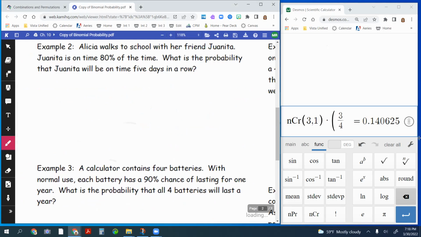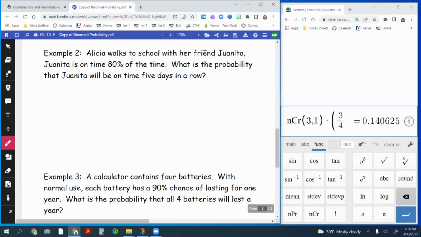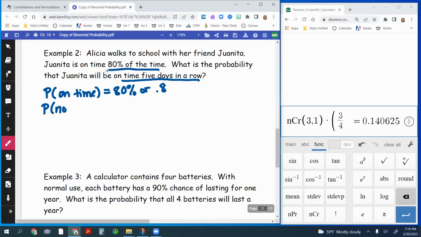Example 2. Alicia walks to school with her friend, Juanita. Juanita is on time 80% of the time. What is the probability that she'll be on time 5 days in a row? So the probability of on time is 80% or 0.8. So the probability of not on time is going to be 20% or 0.2.